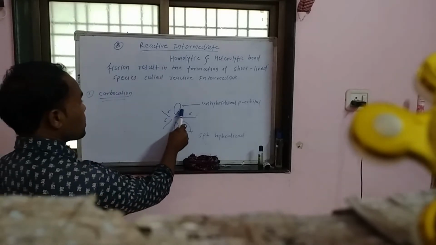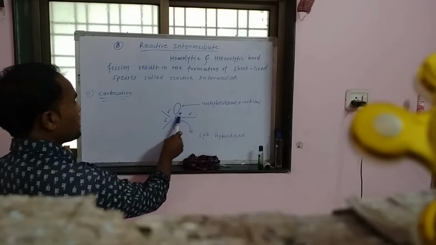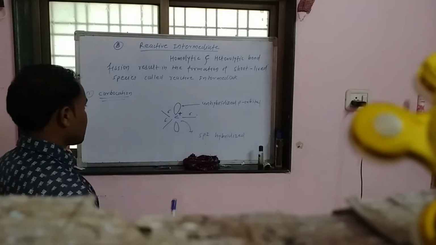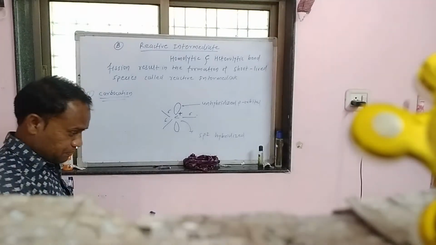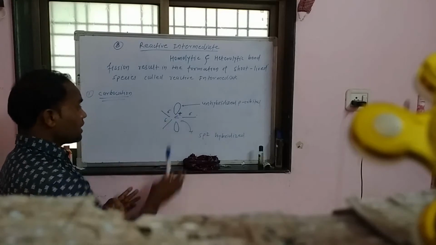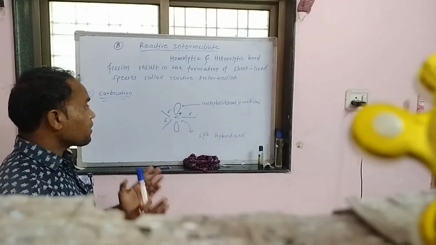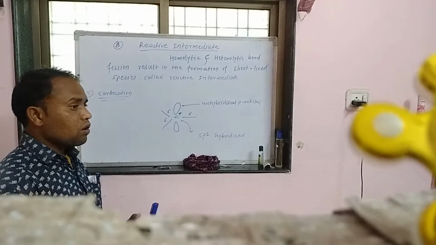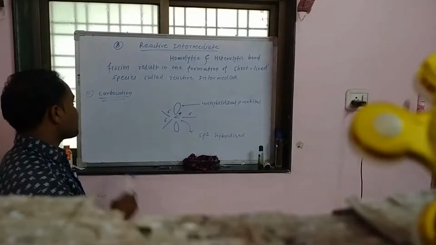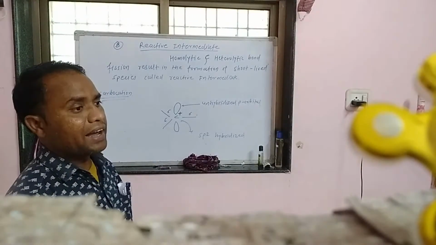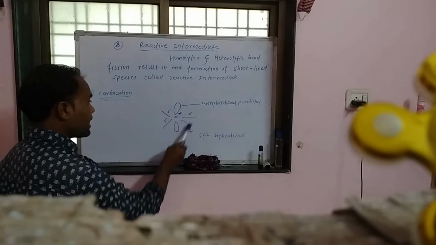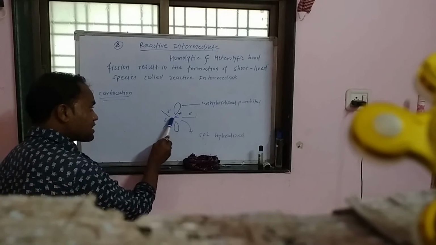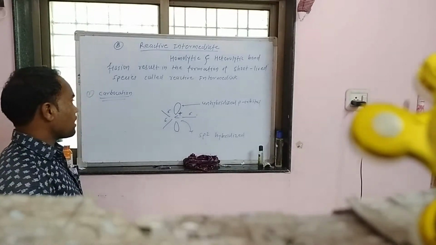Carbocations are positively charged species. The carbon carries the positive charge and contains only six electrons, and this carbon atom is the central atom. A carbocation is an organic ion containing a positively charged carbon atom, where the carbon atom carries six electrons in its outermost shell.